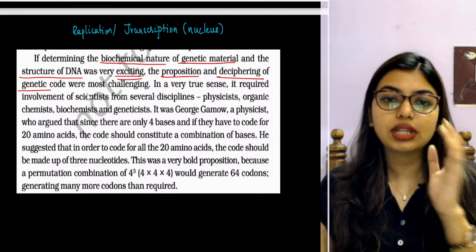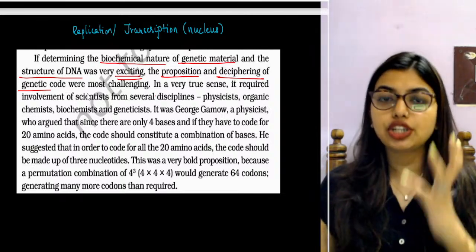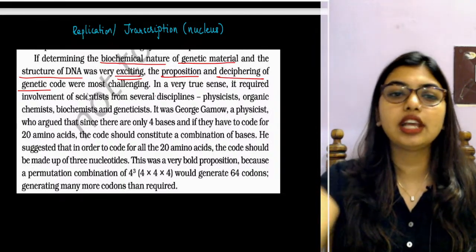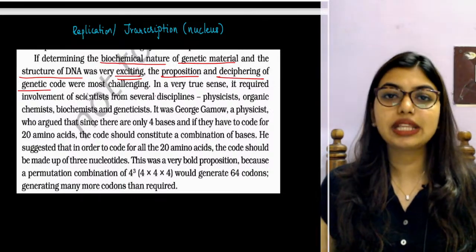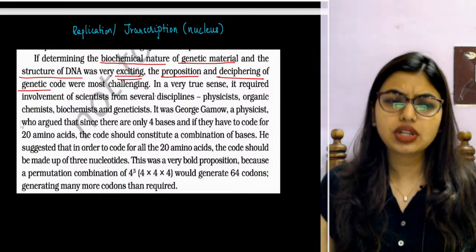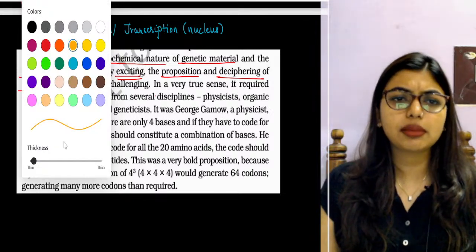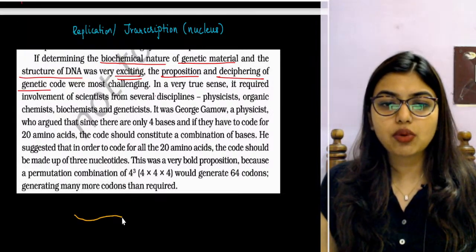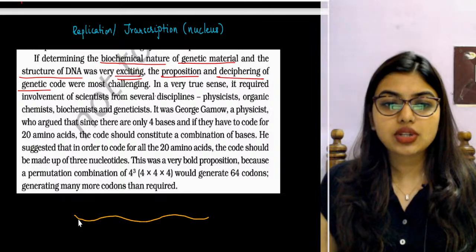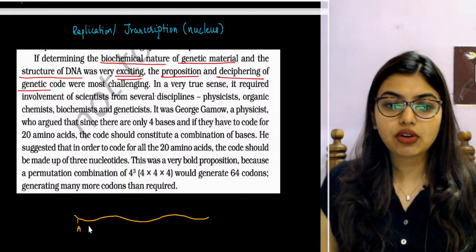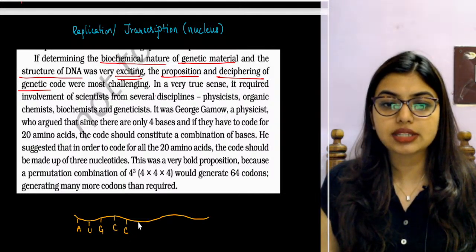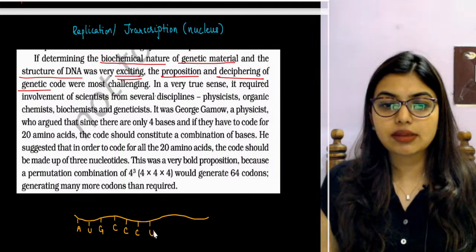So let me tell you, before I introduce you to the genetic code, understand that your genetic code is something that will be on your mRNA. All this while we were talking about mRNA, but we never spoke about what is in the mRNA. So students, mRNA is going to have something called the genetic code, which are triplets. We are going to learn how they became triplets and why it is a triplet, not something else.